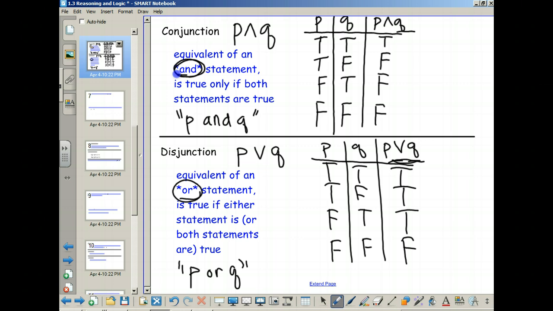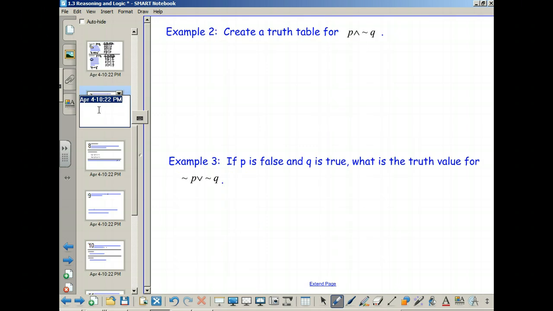All right, so when we're taking a look at a disjunction, the only time that I get a false statement is when both individual statements are false. Okay, everybody good with that? All right. We're going to do an example. We're going to create a truth table for P and tilde Q.